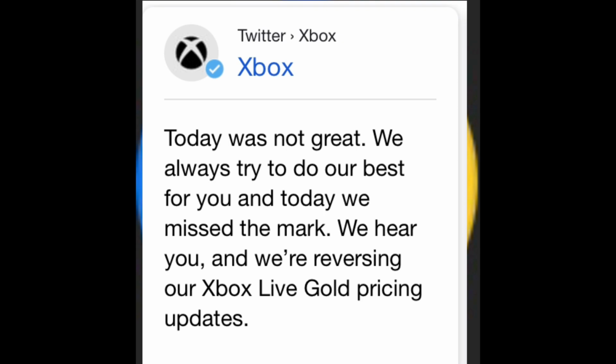So guys, at around midnight, they made a tweet saying that they made a huge mistake changing the prices and that the prices will be changed back to $9.99. So I guess people were complaining a lot about it, so they decided to change it within a day of the update.